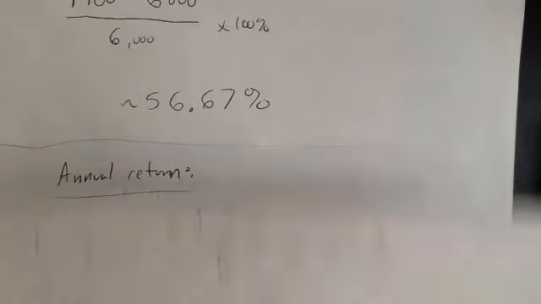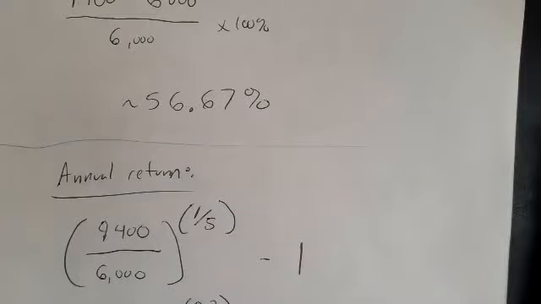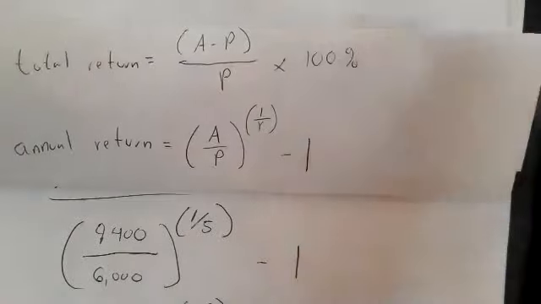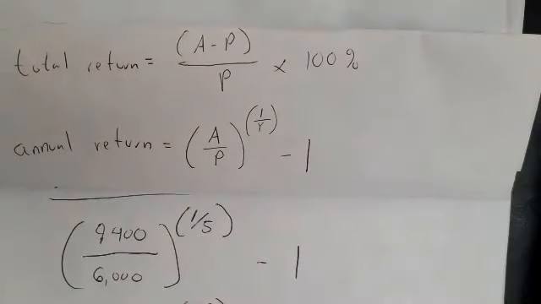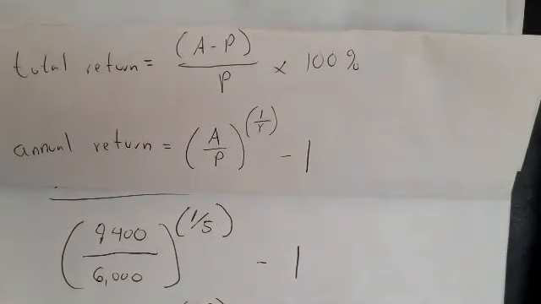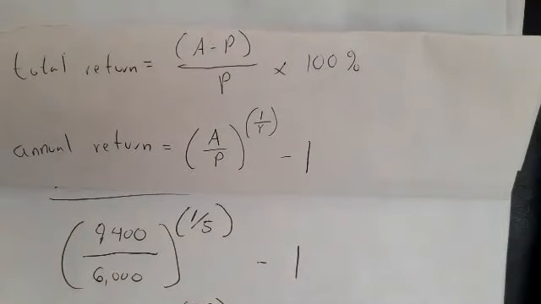Do it up top maybe. My annual return formula looks something like that. My accumulated amount is the 9,400. My principal is the 6,000. I'm doing this to the 1 over y, minus 1.